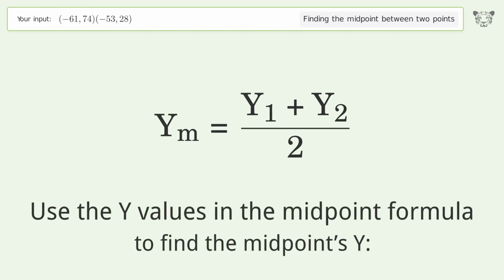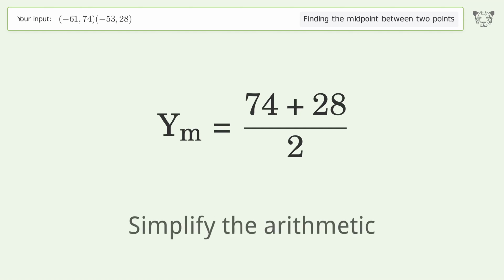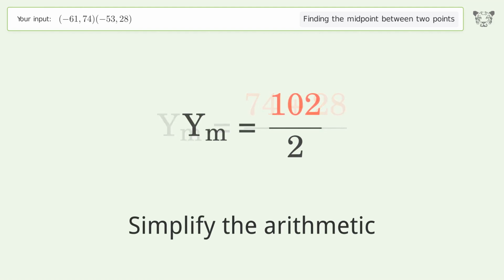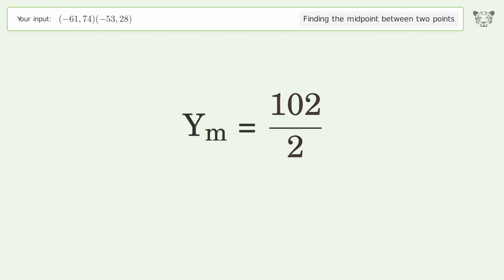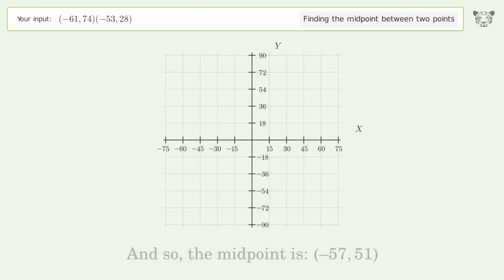Use the y values in the midpoint formula to find the midpoint's y. y1 equals 74. y2 equals 28. Simplify the arithmetic. And so, the midpoint is negative 57, 51.